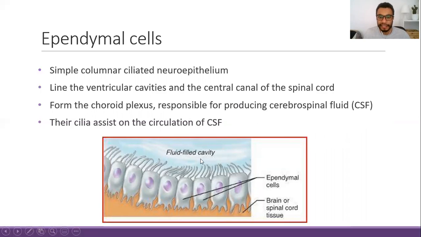So this is an example here in the fluid-filled cavity, which could be the ventricle or could be the central canal.